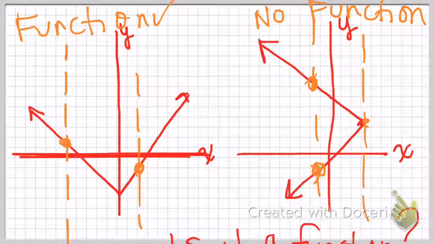Vertical line test. So if you were taking notes, which you should be, probably in that left-hand column would be a great place to write vertical line test. It tells me if it's a function or not, and then write in words what that is. Okay, you can only hit it in one place.